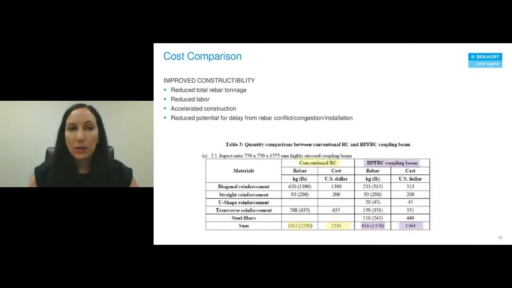And finally, the constructability impact, right? So not only do you have less rebar tonnage and reduced labor to construct those cages, but also faster construction and reduced potential for delay because of the conflict, congestion, and installation issues. And further, it's just more cost effective. The conventional solution for a single beam, the comparison here shows that it was about $2,230 for one beam, whereas the high performance fiber reinforced beam was about $1,560.